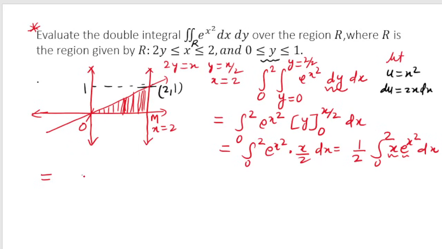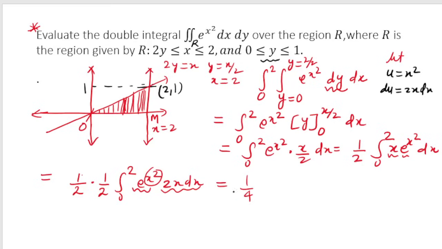So for your convenience, I am writing 1 by 2 into 1 by 2, limit is 0 to 2, and then e to the power x square, and we have x dx, so I am writing 2x dx. As you can clearly see, we have e to the power x square as e to the power u and 2x dx as du. So I will get 1 by 4, and if I take u is equal to x square, it is e to the power u, and 2x dx is du, right? So basically the integration of e to the power u is e to the power u.